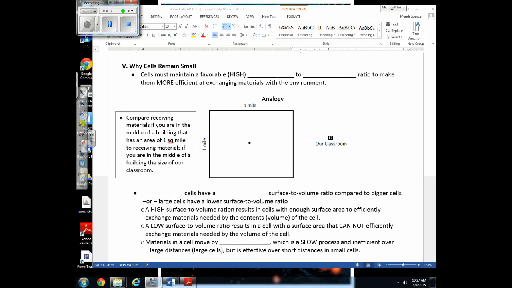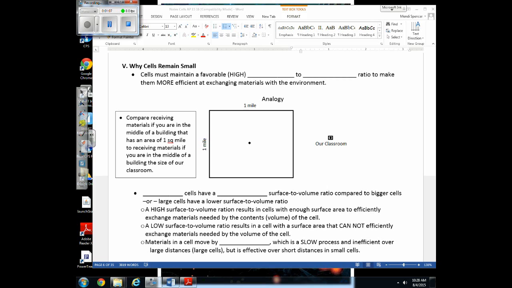So let me ask, why are you a multicellular organism? Why are you about 100 trillion cells big? How come you are not just one big giant cell that weighs about 140 pounds? The reason why has to do with a cell's surface to volume ratio. And the surface to volume ratio changes as a cell gets bigger.